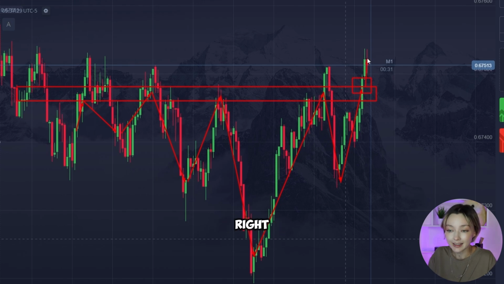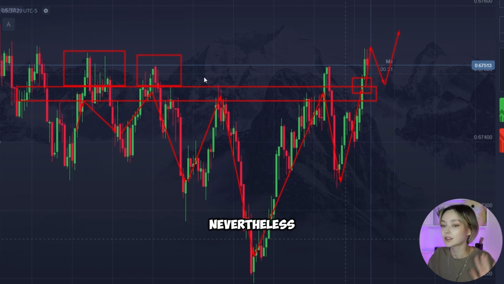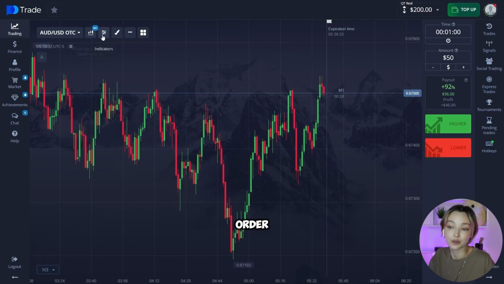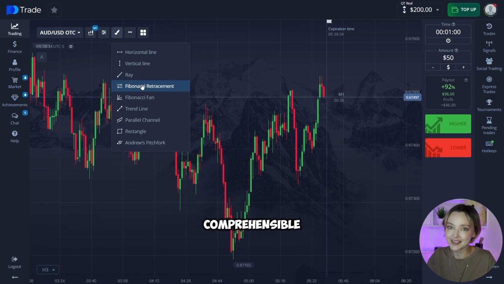Take a glance right here also. This is a potential breakout. There have already been 3 of them, nevertheless the price kept on reversing. So yeah, we'll look for these price values and highlight them with a rectangle in order to make things more visually comprehensible in the chart.